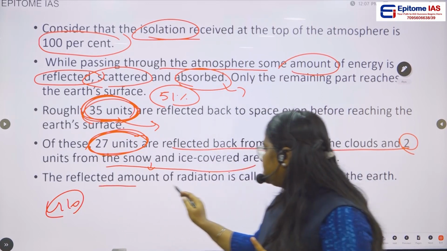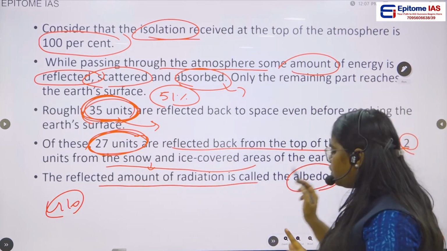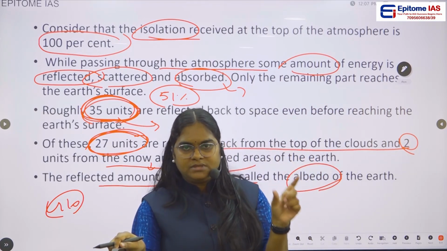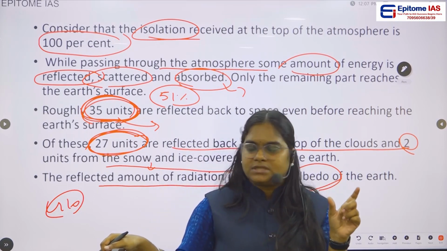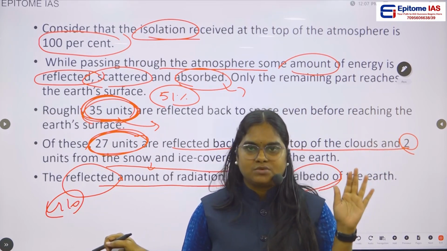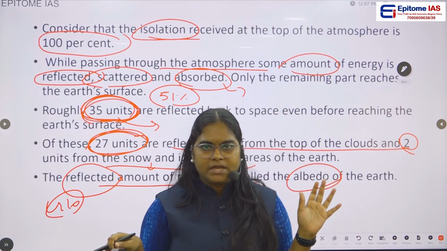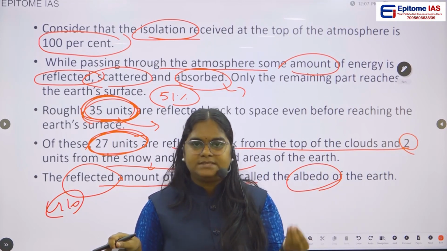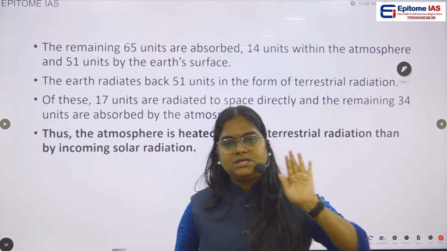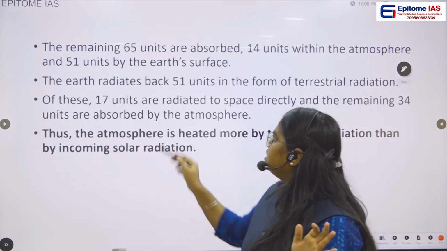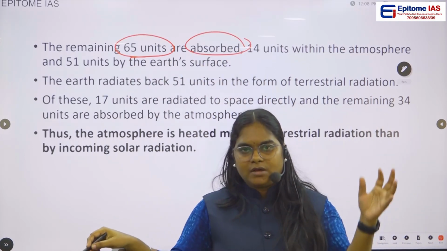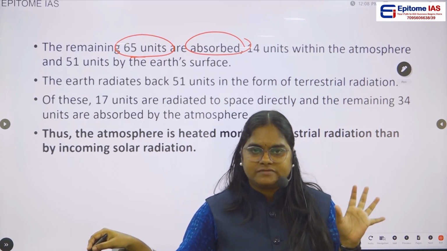Then the reflected amount of radiation is called albedo of the Earth. This is very important. This term albedo, remember this term. What is albedo? Albedo is nothing but the reflected amount of the incoming solar radiation, and it is done by the clouds, the ice caps, the glaciers, etc. So that is the case of reflection. And if you see, the remaining 65 units are absorbed. Some are absorbed by the gases in the atmosphere.